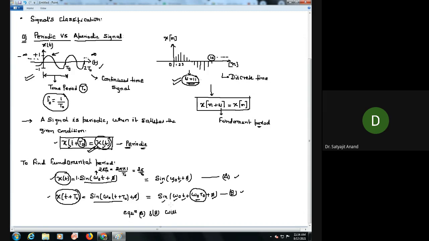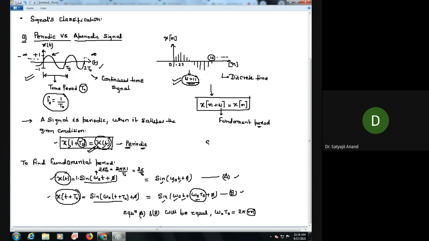So equation A and B will be equal when omega naught T naught is equal to 2 pi into m, where m is an integer number. It means 2 pi is multiplied by m, where m equals 1, 2, 3, 4, 5, and so on.